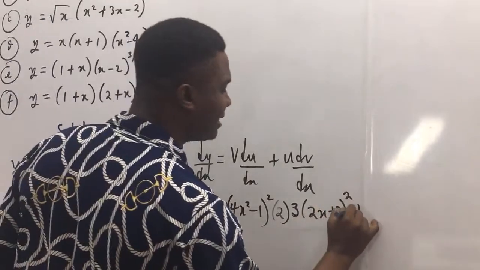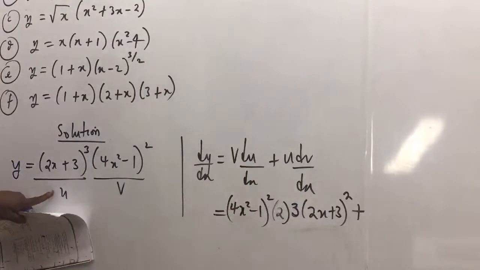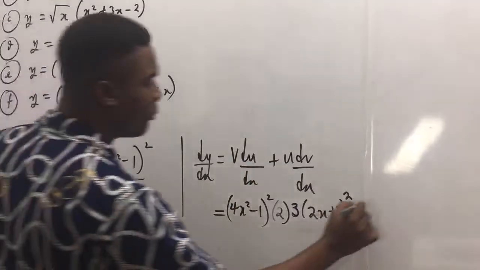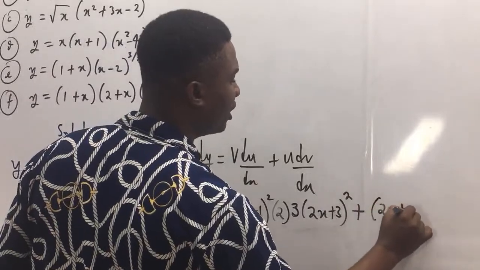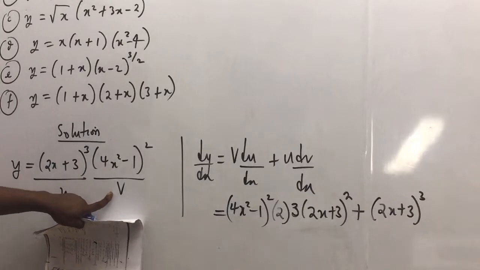Now come over here, keeping u constant. Your u is (2x + 3) all raised to the power 3. So I'm going to put here (2x + 3) all raised to the power of 3. Now I'm going to differentiate v.